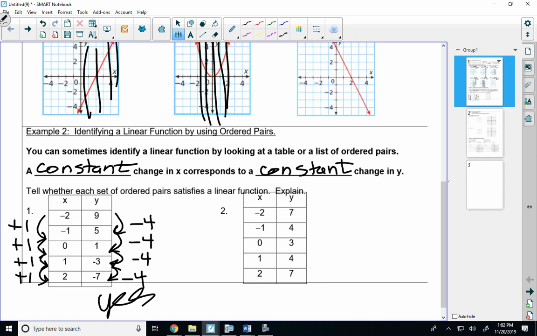So the answer would be yes. Okay, so let's look at this one. The x's are going up by 1. I'm not going to write it in the interest of time, but they're going up by 1 the whole time. The y's right here, this goes down by 3, and then it's going down by 1. So right off the bat, that change is not the same. It is no. Now, if those were the same, you would keep going until you get different ones, and then you'd say no, but if you get them all the same, then you'd say yes.